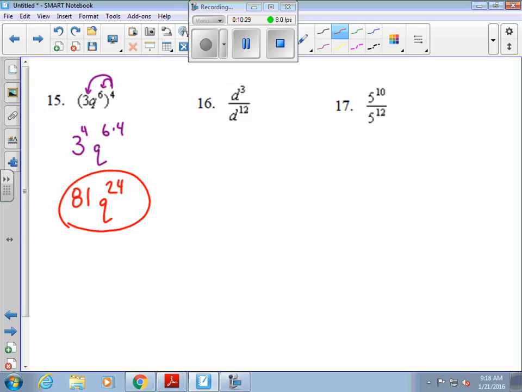Anytime you divide like bases, like d and d for number 16, you subtract exponents. It gives you d to the 3 minus 12, which gives you d to the negative ninth. Again, you cannot leave a negative exponent, so it has to ride the elevator. So when it rides the elevator, it goes down and it becomes 1 over d to the positive ninth.